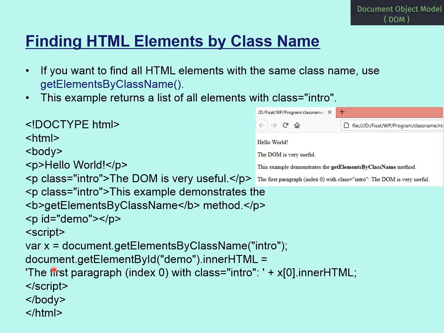Then in the next statement, we are trying to assign data to the id demo. The data is the first paragraph, index of 0 with class is equal to intro, x of 0 dot innerHTML. Here x of 0 refers to the first intro. So the data is "The DOM is very useful." Hope you understood this concept, getElementsByClassName.